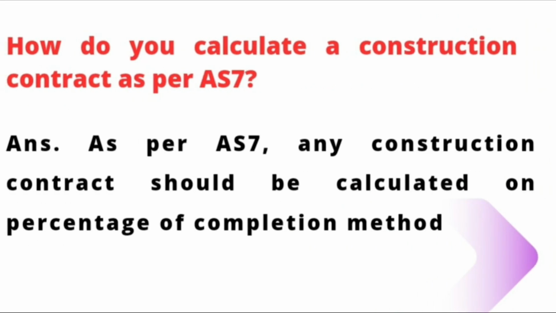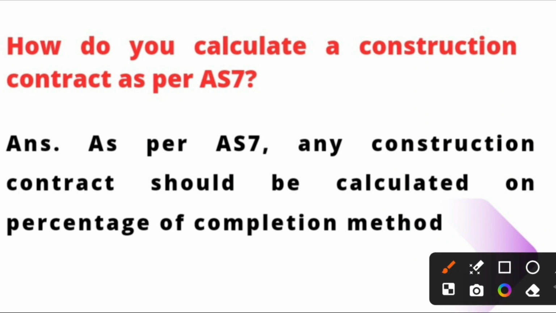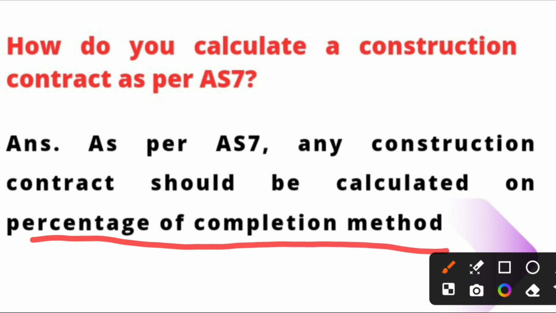How do you calculate a construction contract as per Accounting Standard 7? This is a very important question asked in many interviews. As per Accounting Standard 7, any construction contract should be calculated on percentage of completion method. Percentage of completion method. So you may ask, what is the accounting standard for construction contract? Or you may ask directly this question: how do you calculate a construction contract as per Accounting Standard 7? This is the answer.